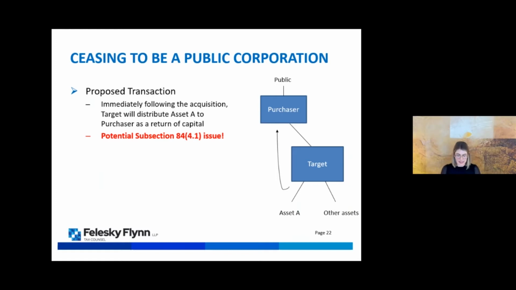The distribution of the asset can be structured differently so that 84.4.1 doesn't apply. You could do it as a redemption of target shares, or you could just wait until target's not a pubco. So it's easy to solve. It's just not a trap you want to fall into.